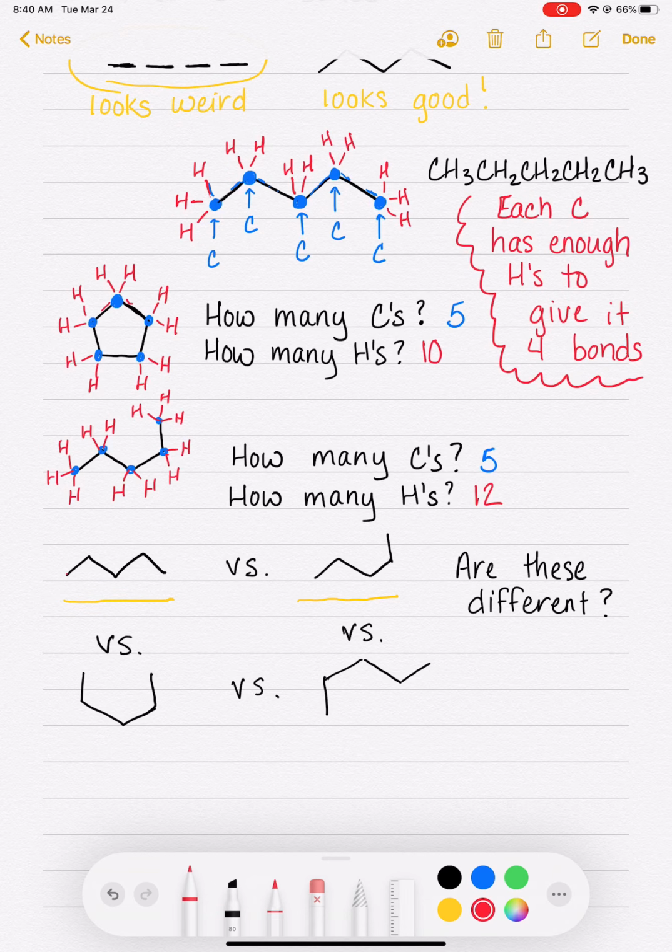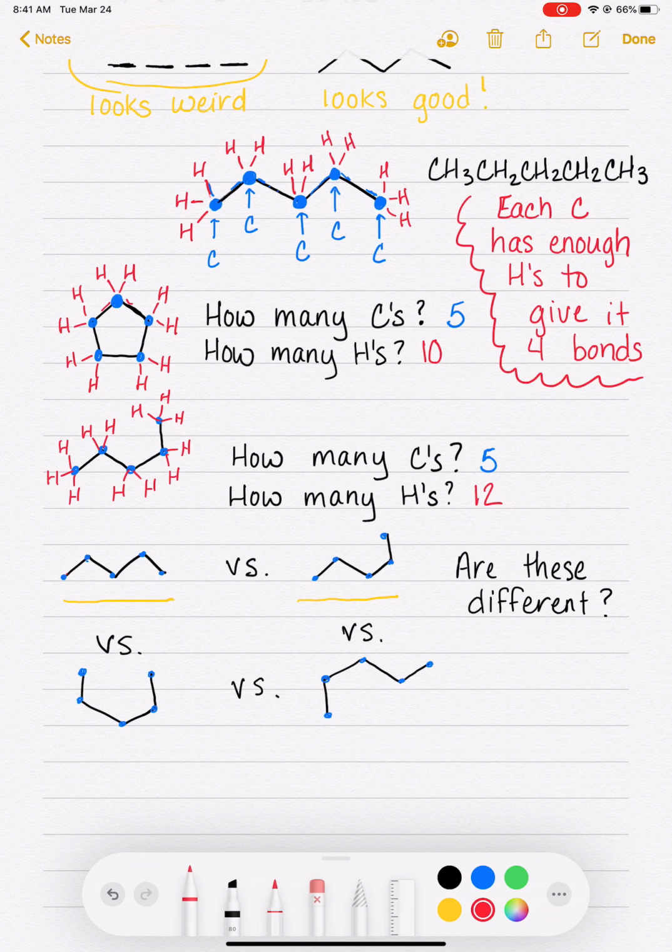The first thing that you can always do is look at the number of carbon atoms. Just looking at carbons, we're not going to look for hydrogens. This first one, as we already know, has 5 carbons in a row. This one, 1, 2, 3, 4, 5 carbons in a row. This one, 1, 2, 3, 4, 5 carbons in a row. This one, 1, 2, 3, 4, 5 carbons in a row.